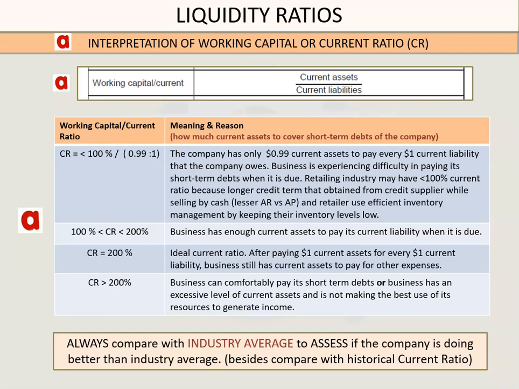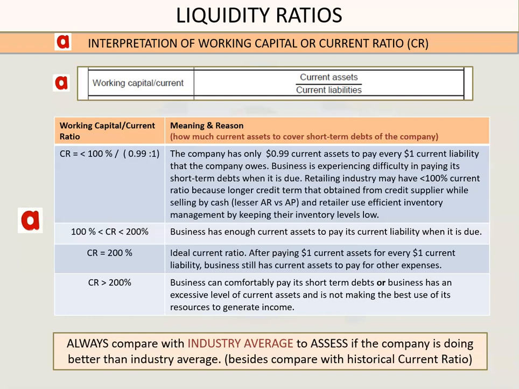Now, if the business has a working capital ratio of between 100 to 200%, then the business is deemed to have enough current assets to pay its current liability. So this is really the working capital ratio that businesses should be looking towards. But ideally, the business should have a current ratio of 200%.